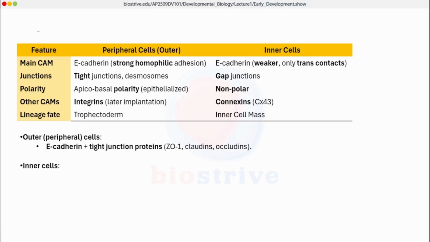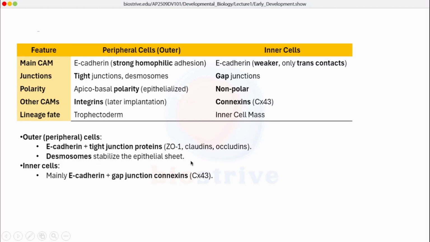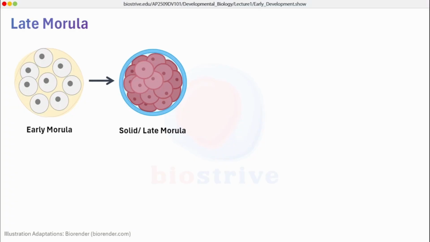Talking about a summary of these outer and inner cells, the outer cells have cadherins and tight junction proteins like claudins and occludins. There are desmosomes which stabilize the epithelial sheet. In case of inner cells, there is mainly cadherin and the gap junction connexins like CX43. In the late stage of morula, the cells have formed a compact mass. It can be the 16 or 32 cell stage, and in humans it is around day 4 of development.